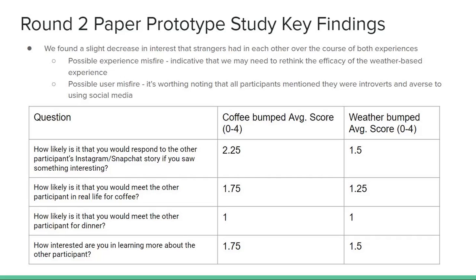Another possibility is that this might be a user misfire. The users that we conducted this test on all mentioned that they were introverts and averse to using social media. It's a possibility that the more they engaged with CE, the less comfortable they felt and the less willing they were to engage with the other participant.